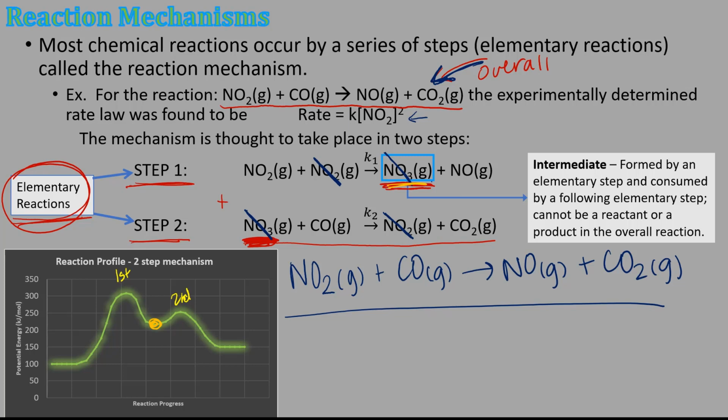Now we have the energy of activation for the first step, and then we have a small energy of activation for the second step, and that will come into play here in a little bit. Here are the reactants for our overall reaction, and here are our products, just like normal. You would still find the delta H of the reaction by going from where the reactant started to where the products finished.